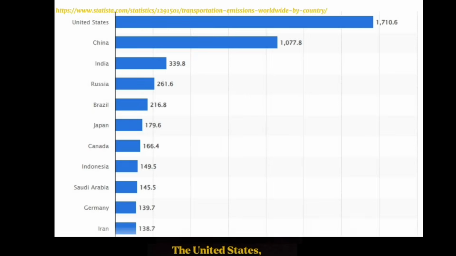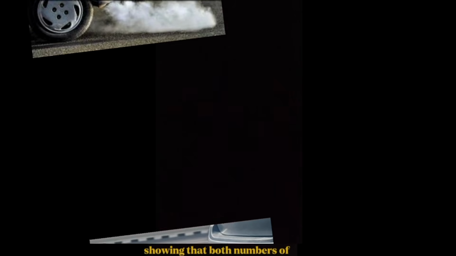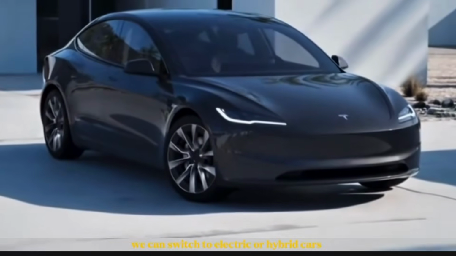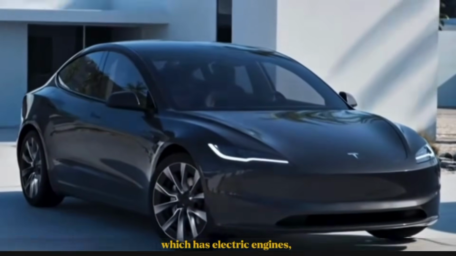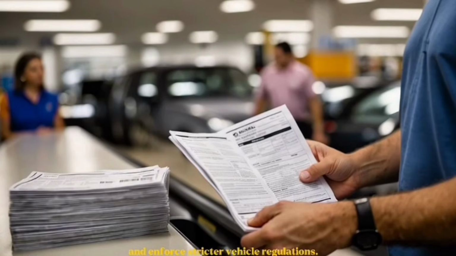The United States, China, and India generate the most CO2 from transportation in 2023, but smaller countries like Luxembourg have high emissions per person in 2025, showing that both the number of vehicles and driving habits matter. To fight pollution, we can switch to electric or hybrid cars which have electric engines, use public transport or carpool, and enforce stricter vehicle regulations.